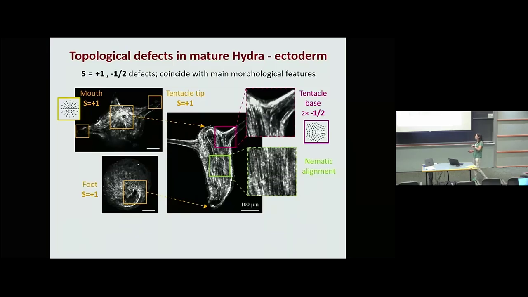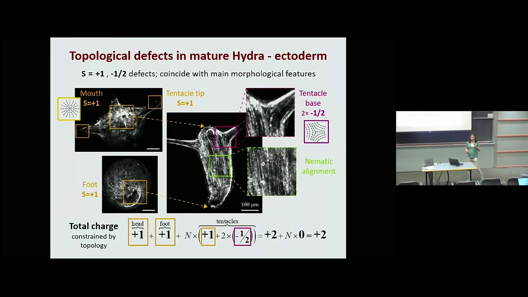So the Hydra has a +1 defect at the mouth. That's what you see up here, +1 defect at the foot, and then also an additional +1 defect at the tip of each tentacle, which comes with a pair of -½ defects at the base of each tentacle, leading to, if you sum up the charges of all these defects, a topological charge of +2, which is what you would expect of something that is topologically a spheroid.